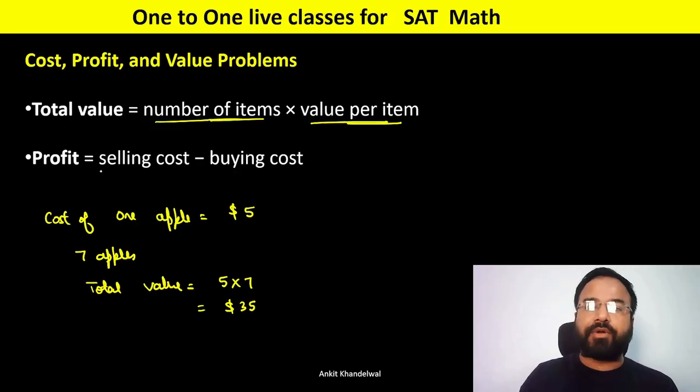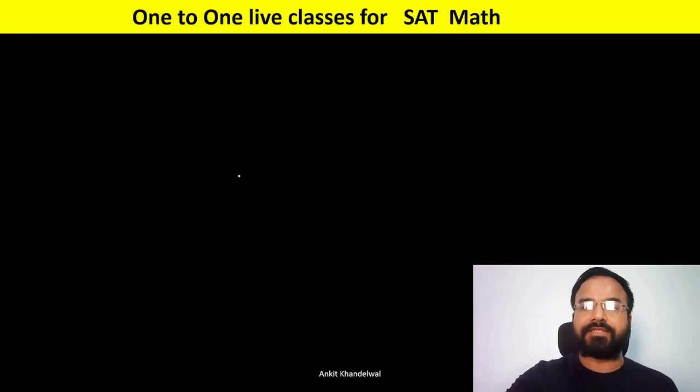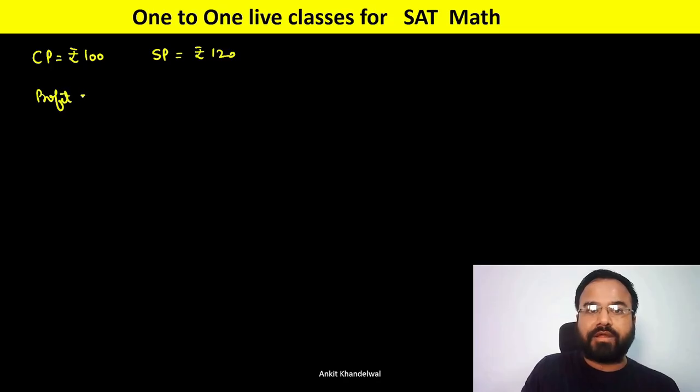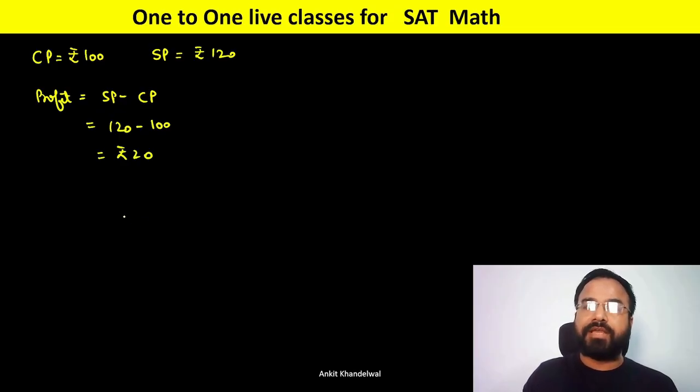In the same way, profit is the selling price minus cost price. Cost price means the price at which we buy something. Another one is the selling price, called SP, at which we are selling something. Let's say you have purchased an article for 100 rupees and you are selling the same article for 120 rupees. Since our selling price is more than our cost price, we will have a profit, and profit is given by selling price minus cost price, which is 120 minus 100, which is 20 rupees. Similarly, if our selling price is less than the cost price, it will be a loss.